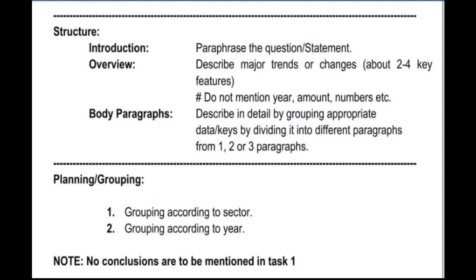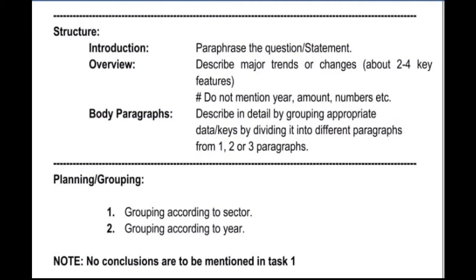Now, there are many ways to write your body paragraphs. You will describe in detail by grouping appropriate data or keys and dividing them into 1, 2 or 3 paragraphs. So you've got one introduction, the second as overview, and then if you want, you can have just one body paragraph describing all the information, the changes, the trends that have happened in both the years for the pie charts. Or you can properly plan or group your data and divide it into 2 body paragraphs, so that you can show the examiner that each body paragraph is talking about separate things.